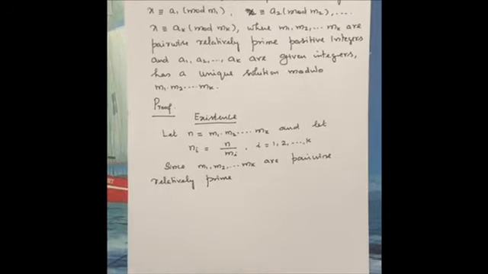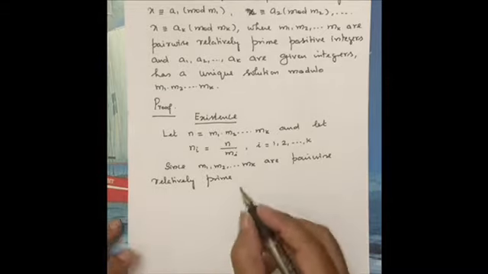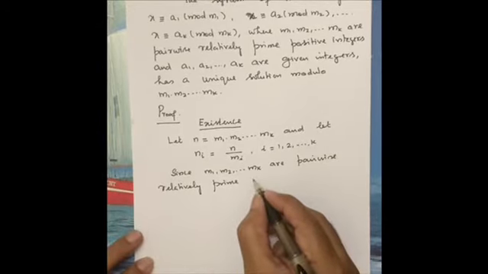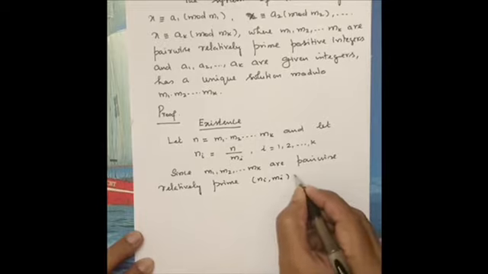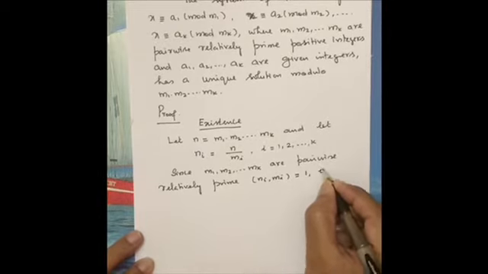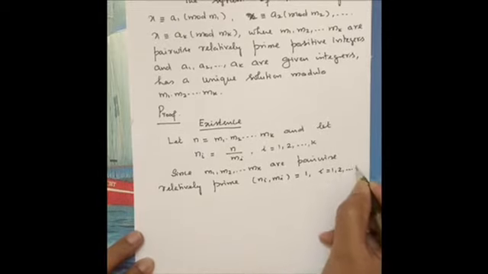What is the meaning of this? m1 and m2 we are comparing, the GCD is 1. m1 and m3 we are comparing, GCD is 1. Like that, for every pair of mi's, what is the GCD? It is 1. So using this idea, what is the GCD of ni and mi? It is also 1. ni and mi GCD is 1, i equal to 1, 2, etc., k.